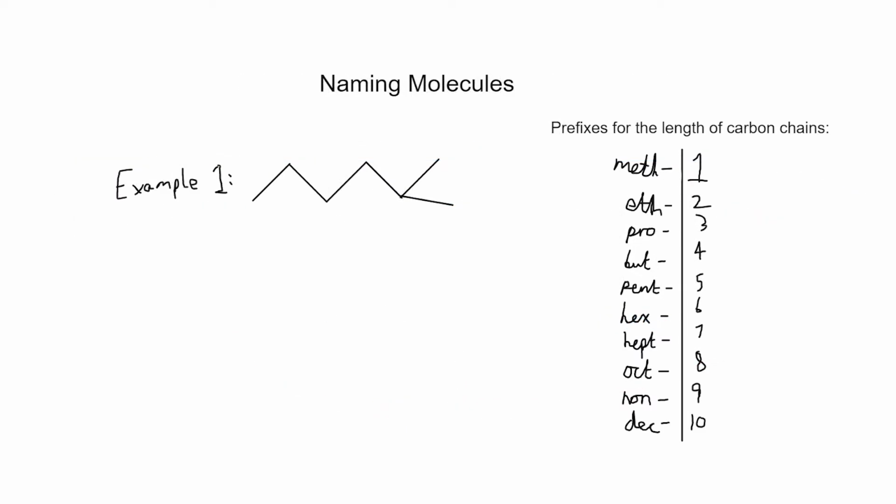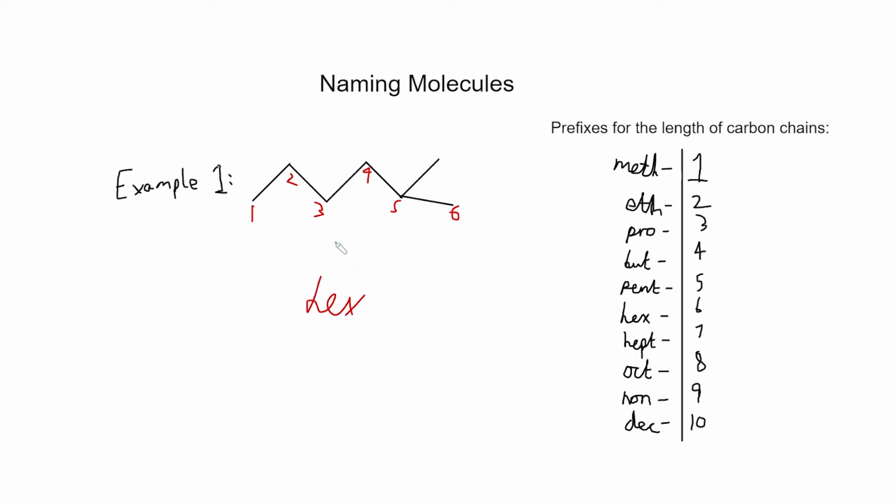We'll now move on to the naming of organic molecules, and we'll use the skeletal formula as the carbon-hydrogen bonds will never matter for naming molecules in this specification. First, we look at how many carbon atoms are in the longest chain. In this case, that's 6. So we know we're going to use the prefix hex.